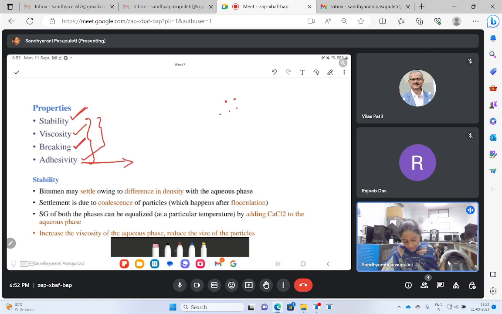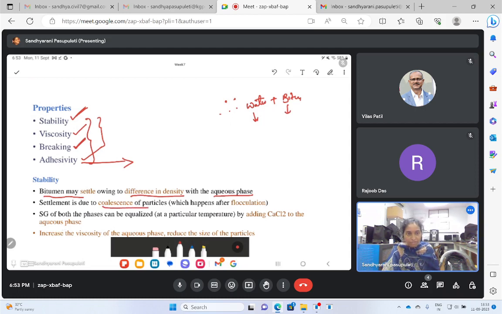So to achieve this final adhesivity, we need to check with these initial three properties. So why does it usually have a stability problem? Because of the difference in density. Whatever emulsified bitumen you are producing, the base bitumen may settle owing to the difference in density with the aqueous phase. So you have water, and in the water you have the bitumen particles. Bitumen has a different density and water has a different density. Because of the differences in density, they can settle, and this settlement will cause coagulation. So we need to avoid that.